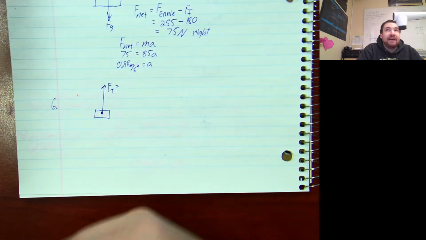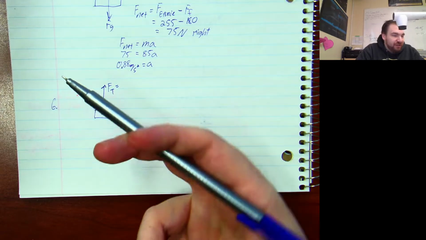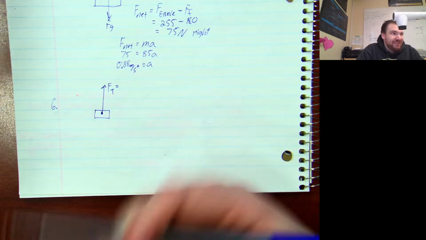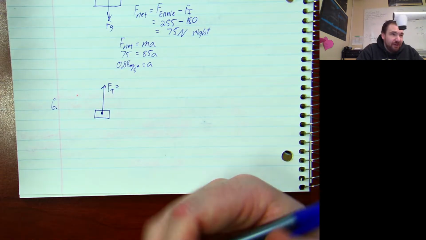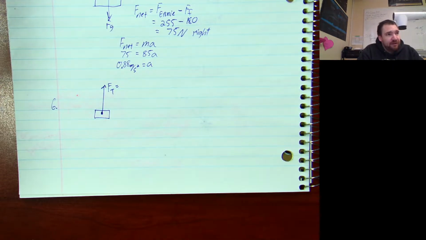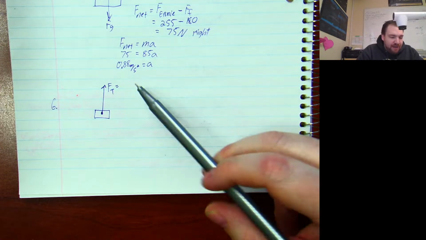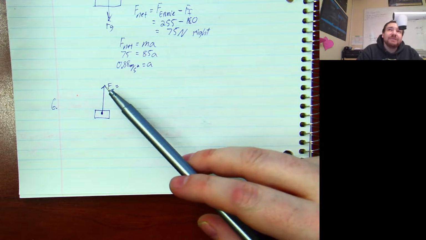So I like to call it F sub T. Some people also call tension big T, but big T is also going to be period in a little bit here. Period is the length of time it takes for something to happen once. So I don't like to use big T. I use F sub T.